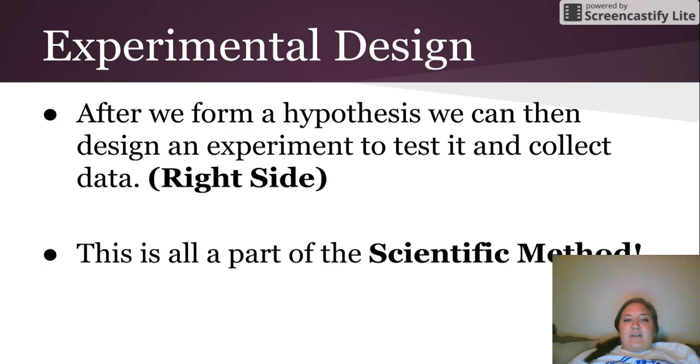Our next step after we form a hypothesis, we then need to design an experiment to test and collect data. So we formed our hypothesis from our testable question, and now we need to design an experiment that will actually test our hypothesis and then collect data. These are all parts of the scientific method.